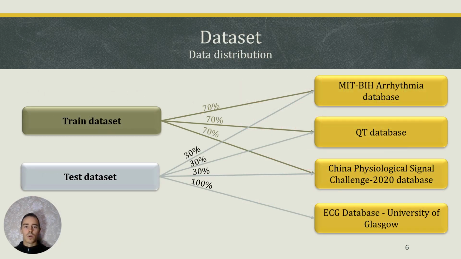After filtering the databases, we go to creating training and testing datasets. By default, the used databases have different signal frequencies. We aligned the frequency of signals to 400 ticks per second to have the ability to use those signals in the same training and testing datasets. Each signal was split into fragments with length 4000. The obtained fragments were split between training and testing datasets. As you can see from this diagram, the fragments created from the MIT, QT, and China Physiological Signal Challenge databases were divided between training and testing datasets with proportion 70 and 30%. Additionally, 100% of fragments from the electrocardiogram database of the University of Glasgow were included as an independent testing dataset.